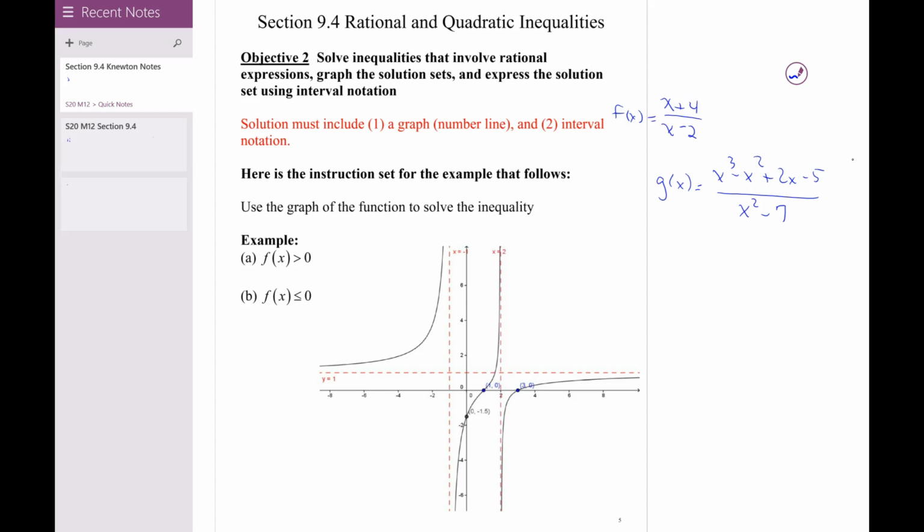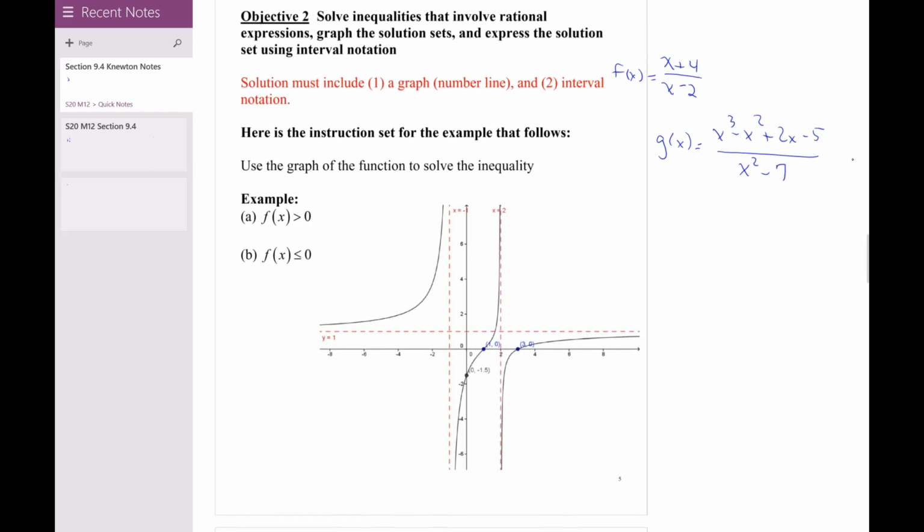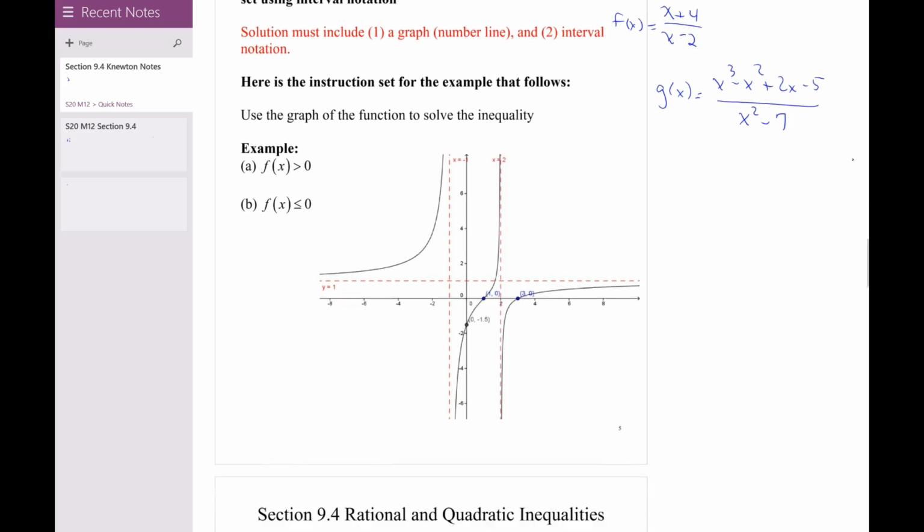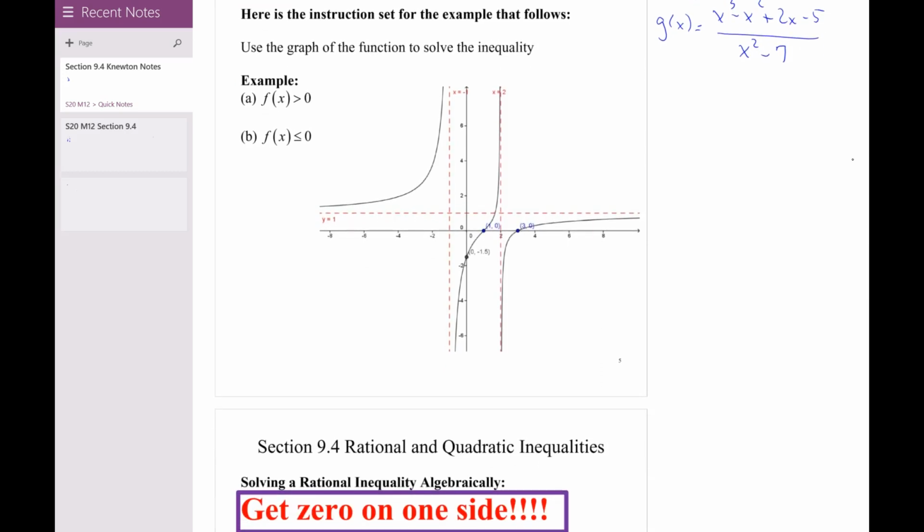These are similar to solving the quadratic inequalities with one little catch. So let's go through that. Here again, we're trying to get a visual picture of what's going on. Here is a graph of a rational function, and I want to be looking at the graph to figure out when the y values are positive.